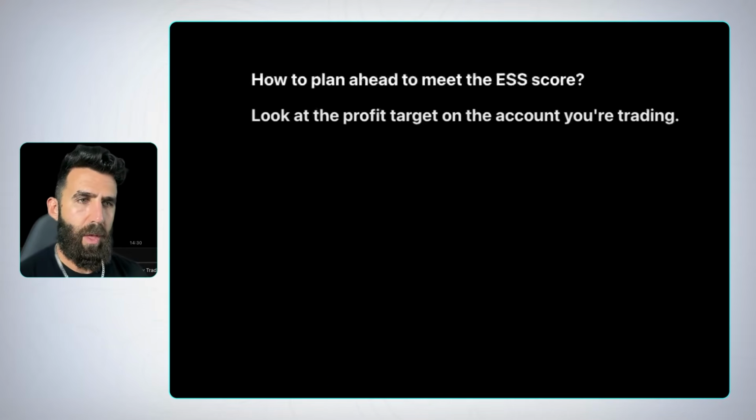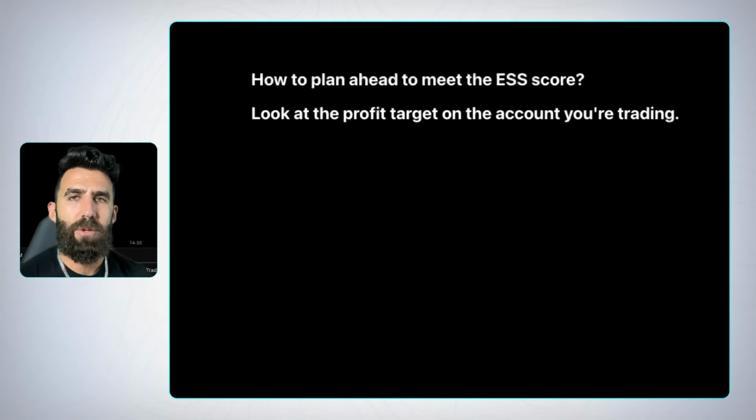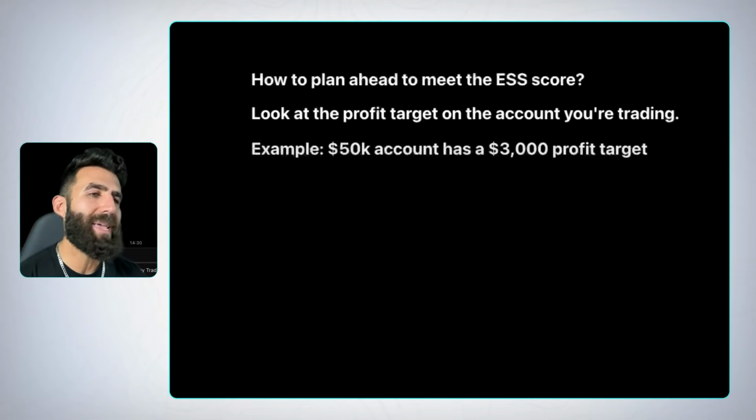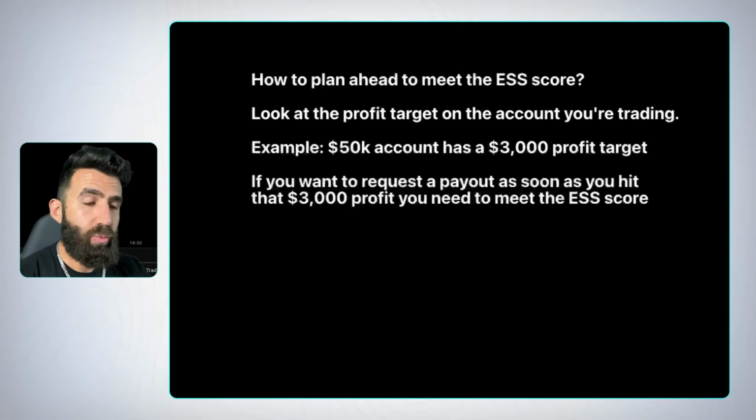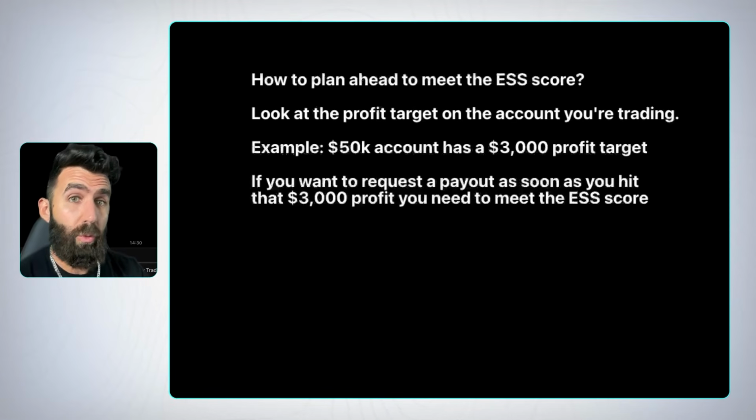Here's what we're going to do. Let's look at the profit target on the account that you're trading. You say, hey, I want to buy a $50K account. We know that the $50K pro account, this new account, has a $3,000 profit target. We have to make $3,000 before we're able to even request a withdrawal, right? If you want to request a withdrawal right when you cross over that $3,000 mark, which a lot of traders do, you would need to have an ESS score to fit that.